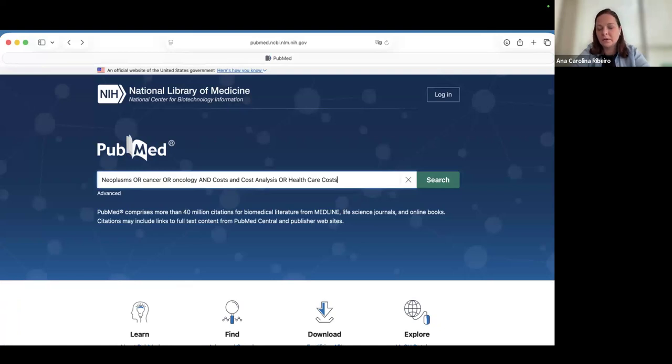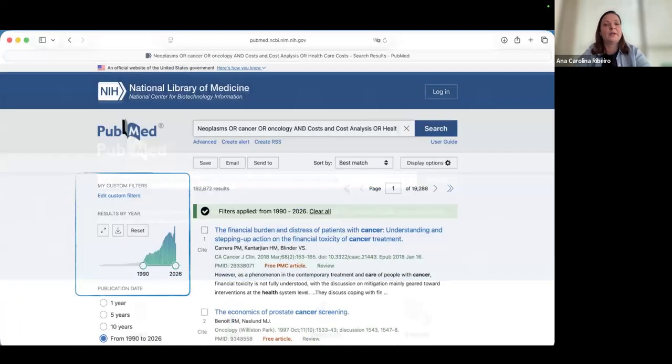When we think about costs in oncology, we can see that it is a growing field of research. A PubMed search shows a clear increase in the number of studies evaluating the cost of cancer care over time. If you compare the literature from 1999 with what we have in 2026, we can see the number of studies is increasing. We can see here in this slide.